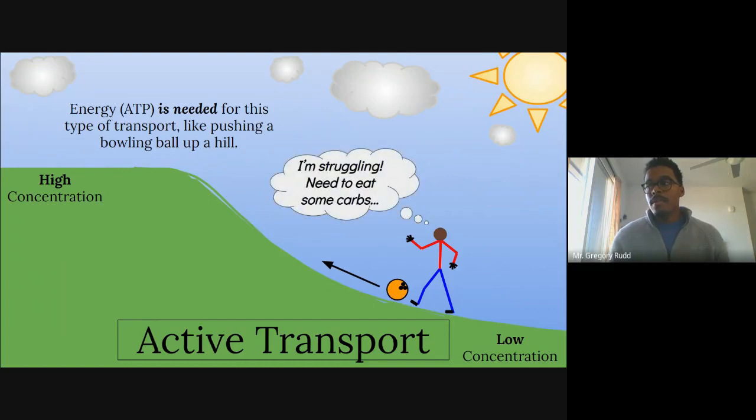So you start to struggle a little bit. And in order to get some more energy, maybe you should eat some carbs. Why would you eat carbs to get some more energy? What do carbs do?